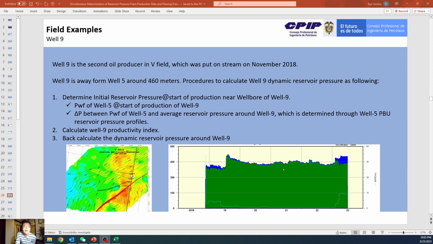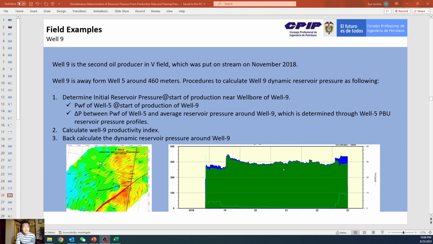The location is here. This is well 5. Well 9 is away from well 5, around 460 meters. The procedure to calculate well 9 dynamic reservoir pressure is as follows.